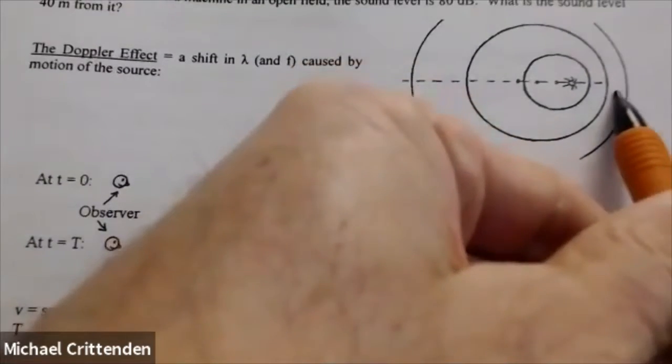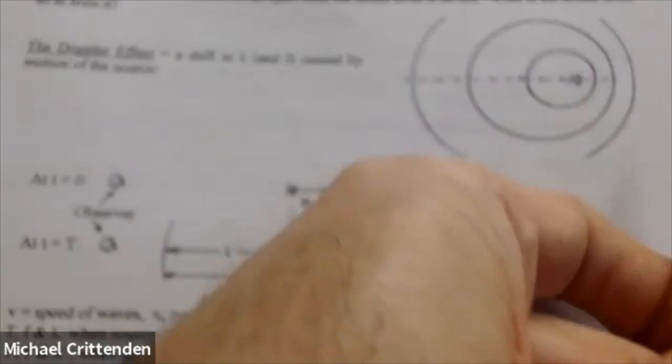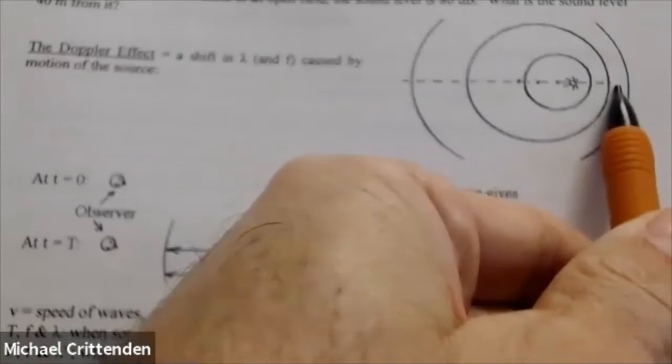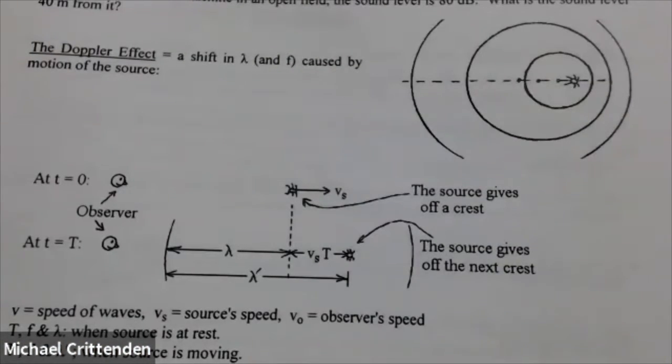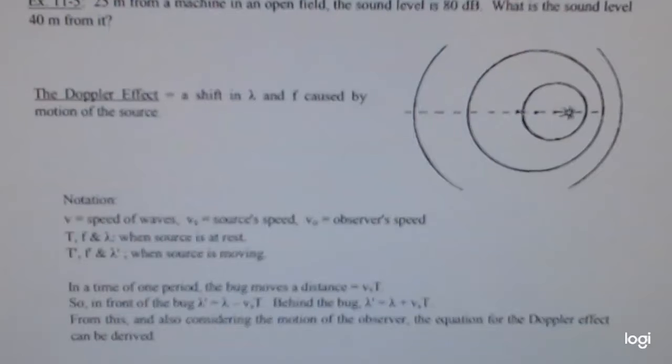Because in front of the airplane, a shorter wavelength corresponds to a higher frequency, and a longer wavelength corresponds to a lower frequency. Just how much does the frequency change? Well, of course, you knew there was going to be an equation coming sooner or later, right?